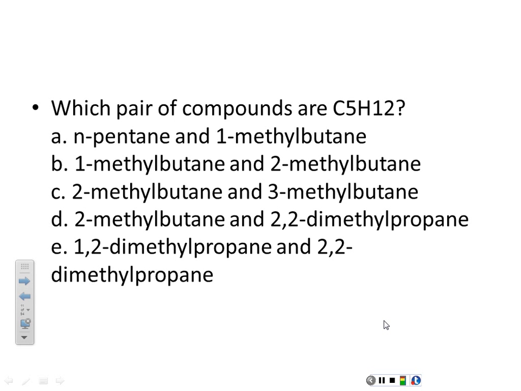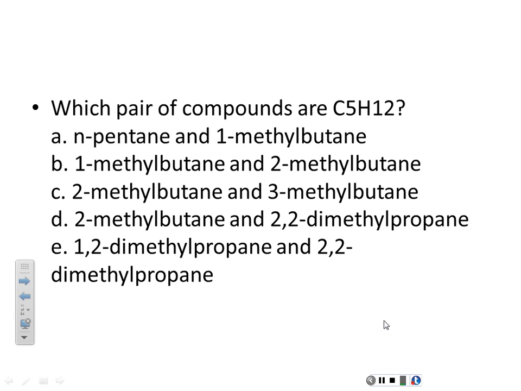So first thing, tell me, pentane means how many carbons? 5. 1-methylbutane, how many carbons? 5. Correct. Methyl is 1 carbon and butane is 4, so 5 carbon. So 5 carbon here, 5 carbon here. If it is 5 carbon and 5 carbon, how many hydrogens? 12. So C5H12. So A is right.